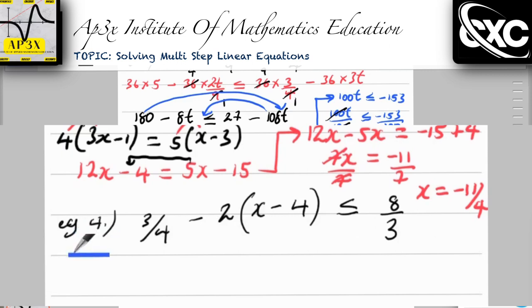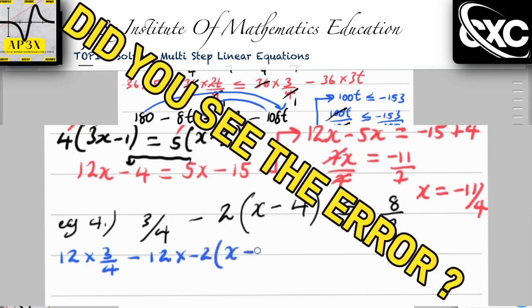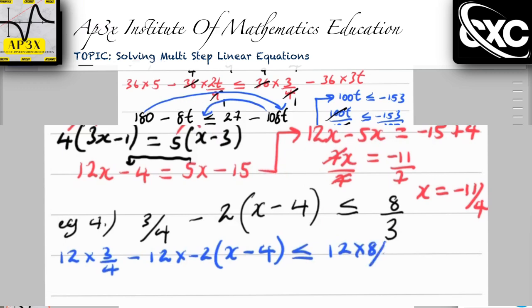Okay, so I'm going to use the 12. I'm going to multiply it by this 3 over 4. Then I'm going to take the 12 again and multiply it by the minus 2, open bracket, x, take away 4, and then that's going to be less than or equal to 12 multiplied by 8 over 3. All right.